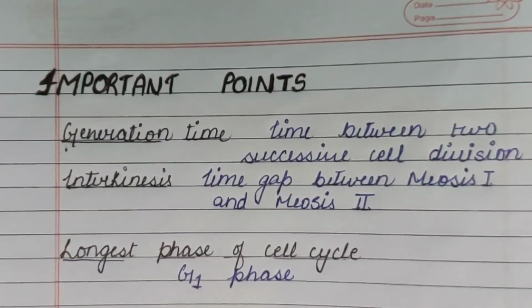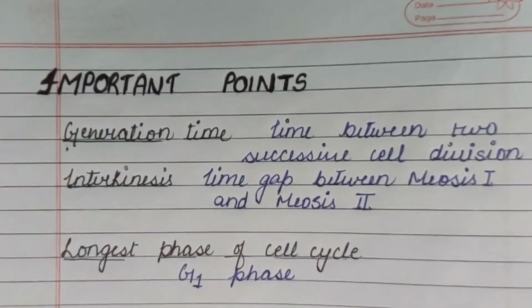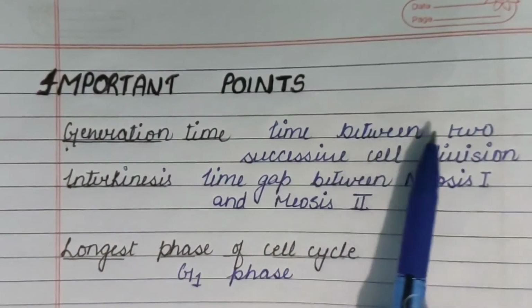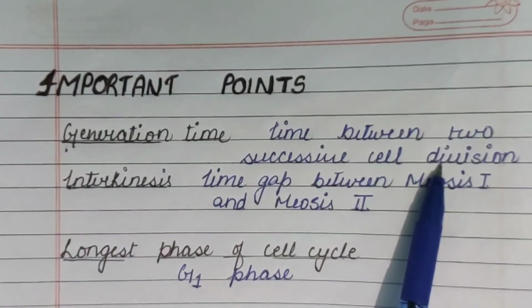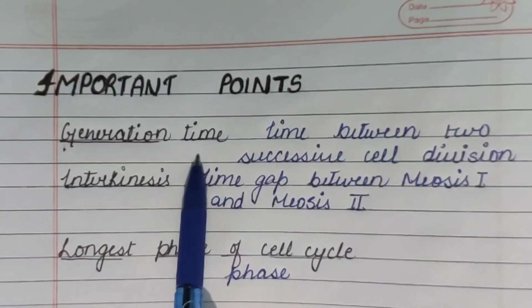Now these are some important points and terms regarding the cell cycle which you have to know. The first one is generation time. Generation time is basically the time gap between two successive cell divisions. So the time period between two cell divisions is called generation time.